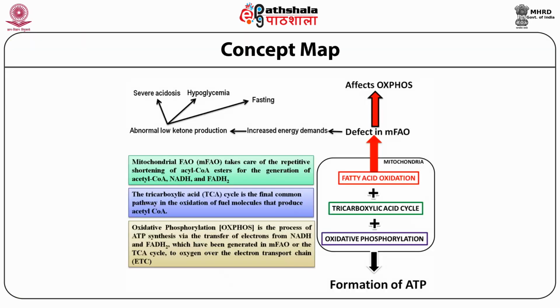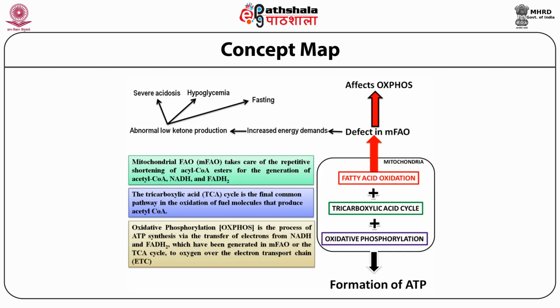This diagrammatic representation shows how the defects in fatty acid oxidation take place. On the right side, we can see that fatty acid oxidation takes place in mitochondria. And if any defect arises in mitochondrial fatty acid oxidation, this causes an increased energy demand and abnormal low ketone production, which results in severe acidosis and hypoglycemia as well as fasting. The defect in mitochondrial fatty acid oxidation also affects the oxidative phosphorylation process.